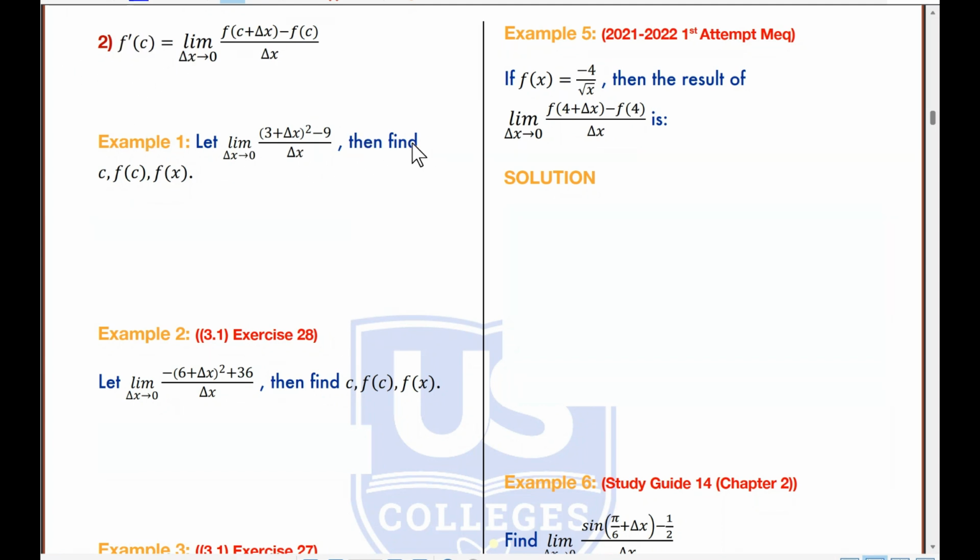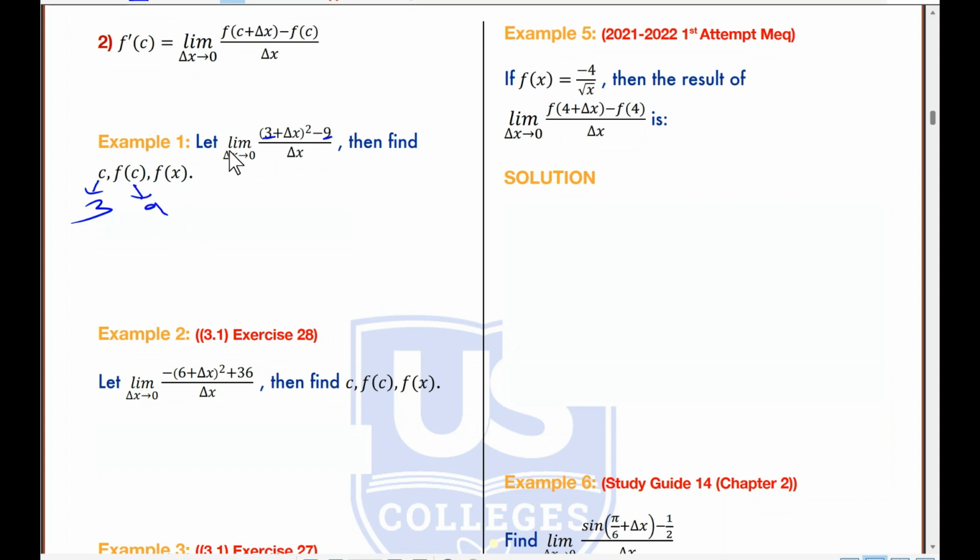So in the first question, let's find c. What is c? C is the number that's added to delta x. So what is the number that's added to delta x in the first question? It's 3. So c is 3. What is f of c? F of c is the one that's subtracted at the top. So what is subtracted at the top? 9. So f of c is 9.